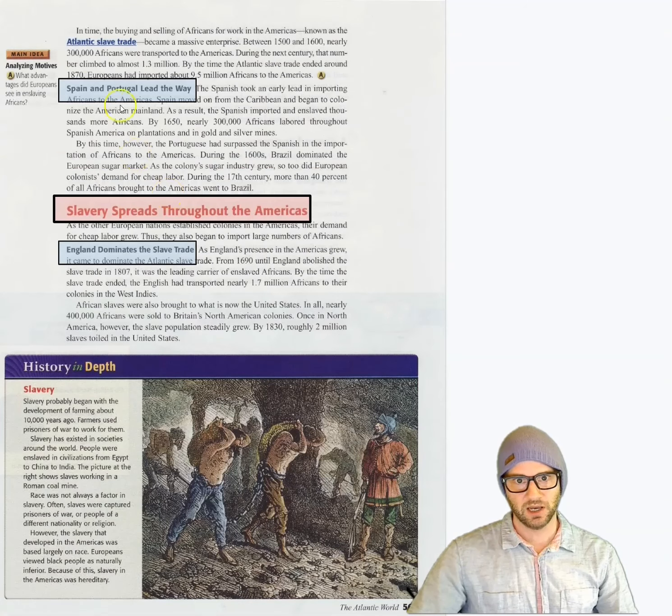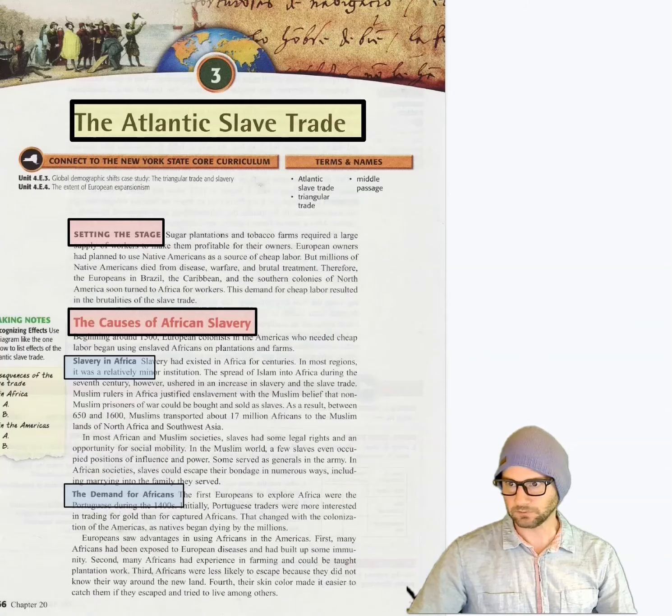Next page. In time, the buying and selling of Africans for work in the Americas, known as the Atlantic slave trade, became a massive enterprise. Between 1500 and 1600, nearly 300,000 Africans were transported to the Americas. During the next century, the number climbed to almost 1.3 million. By the time the Atlantic slave trade ended around 1870, Europeans had imported 9.5 million Africans to the Americas. Okay.